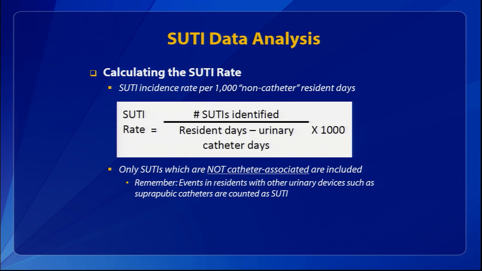Next, the SUTI rate is calculated by dividing the number of non-catheter associated UTIs by the number of resident days subtracted from the urinary catheter days times 1,000 catheter days. And here I'd like to note that only SUTIs which are not catheter associated are included, and residents with other urinary devices such as suprapubic catheters are also counted as SUTIs.